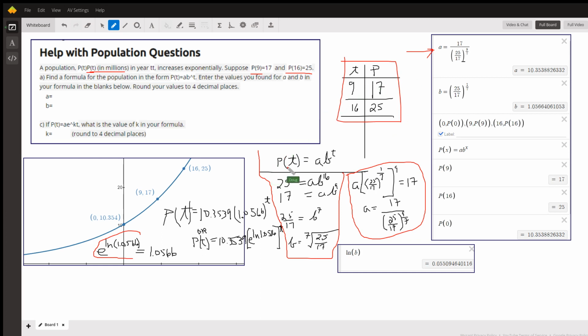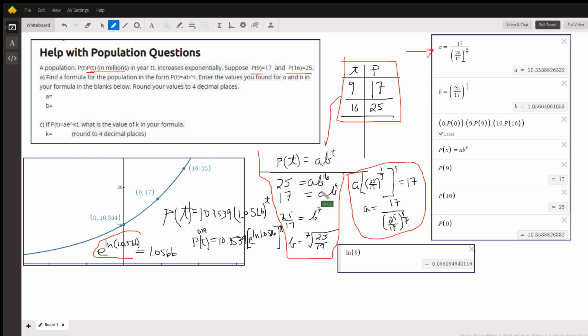But we're told that the function p of t is in the form a b to the t, and so we're going to plug these values into that function to see if we can solve for a and b. So when t is 16, p is 25. When t is 9, p is 17.